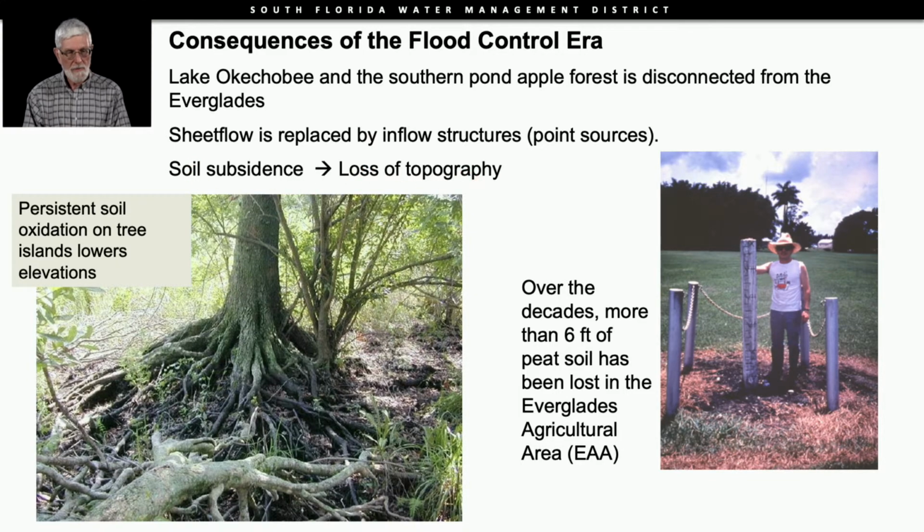The combination of drainage and flood control on the tree islands, what happened here is that a lot of the soil oxidized away from the trees. And then in areas like the Everglades Agricultural Area, we found that the subsidence rate, the oxidation rate, was as much as 6 feet.